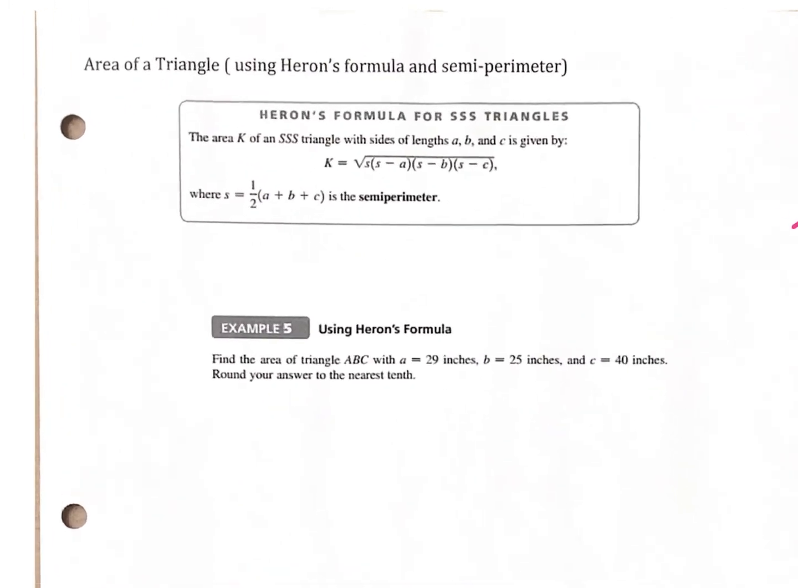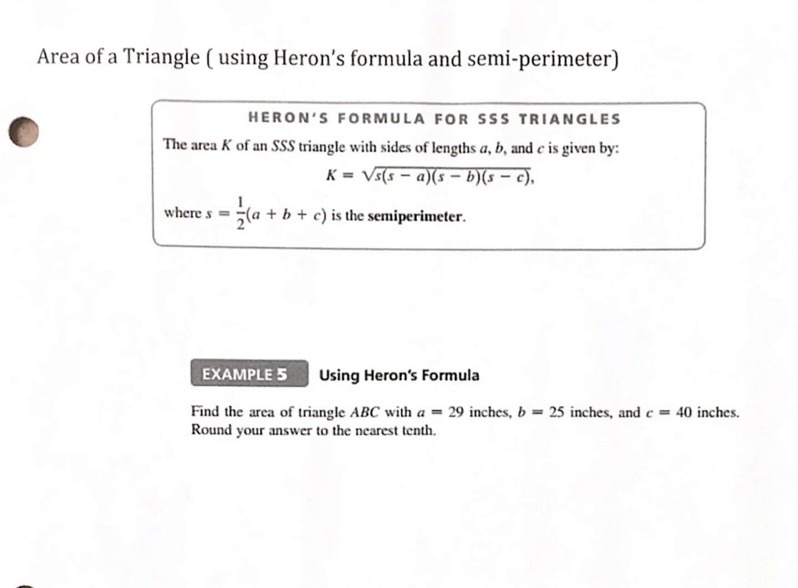Okay, so that's if you're given side angle side. The next formula is Heron's formula, and it involves finding what's referred to as the semi-perimeter. Notice we have to find what's referred to as the semi-perimeter because it has these S's in here. And S is equal to this.